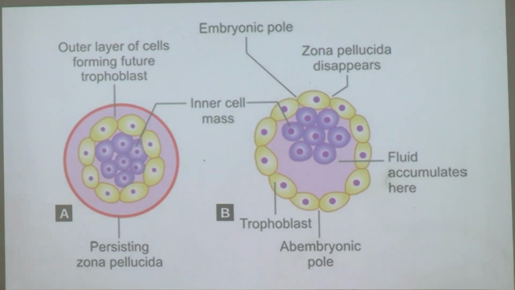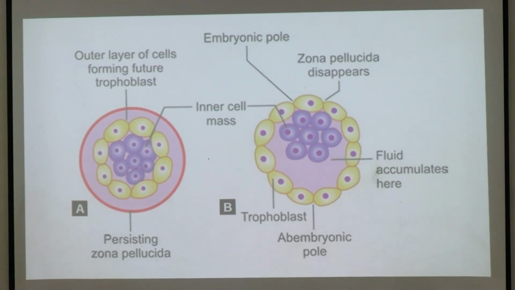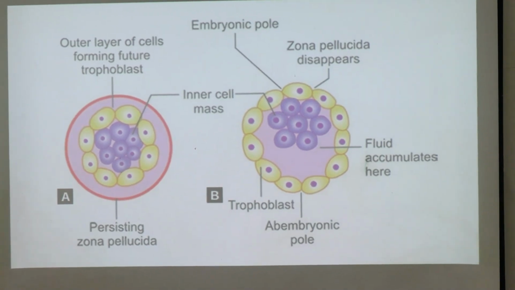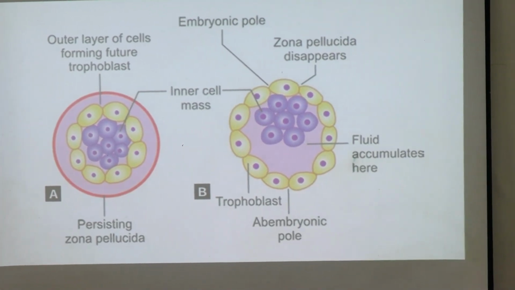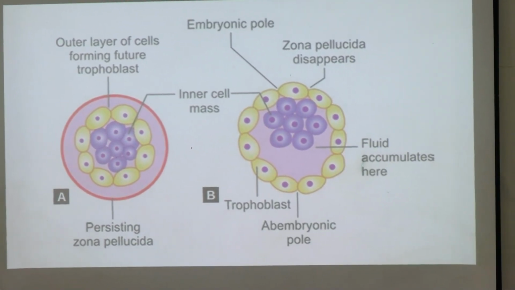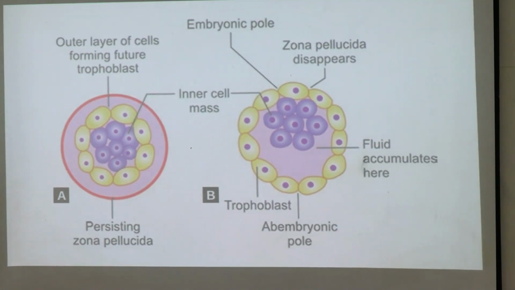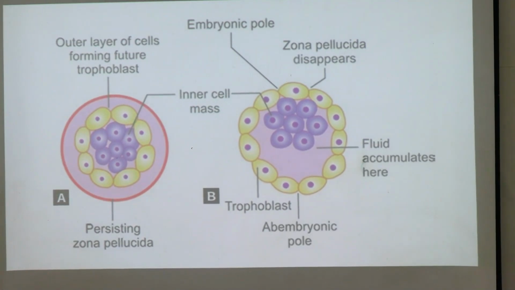So this is the diagram for the blastocyst formation. You can observe the structures. The opposite to the embryonic pole, they name it as abembryonic pole. Okay. Any doubts? Any doubts in this figure?